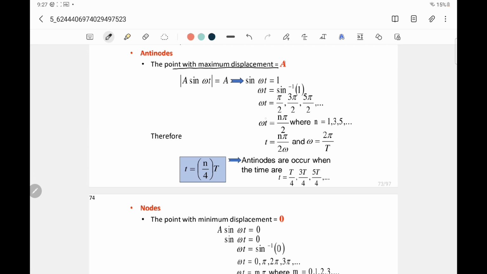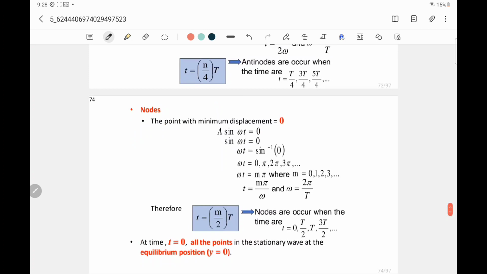So now we have our omega t is equal to n pi over 2. We know that omega is equal to 2 pi over T, so omega t equal to n pi over 2. So your t is equal to n pi over 2 times T over 2 pi. So t is equal to nT over 4. Okay, same as this one also.